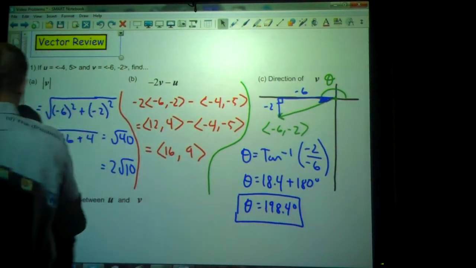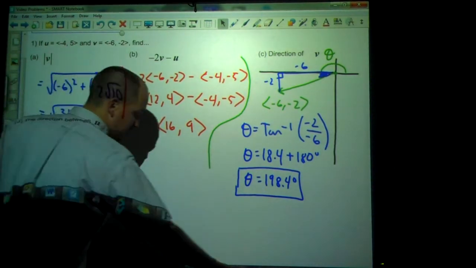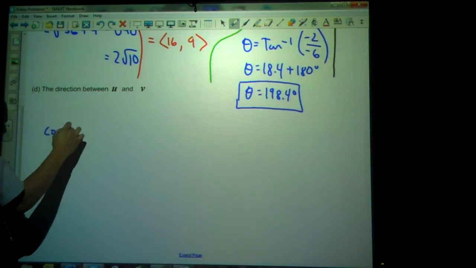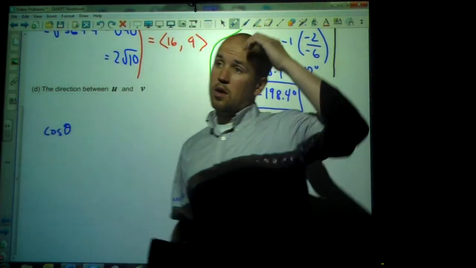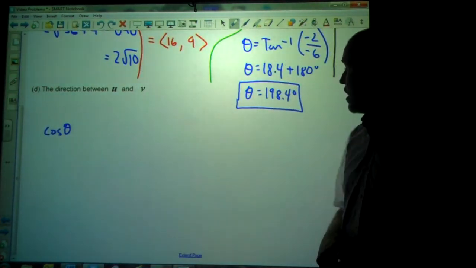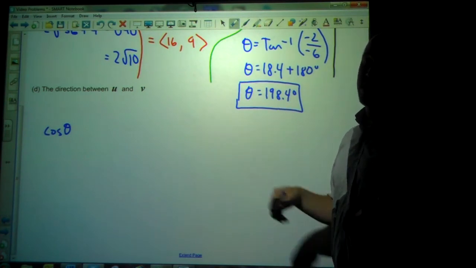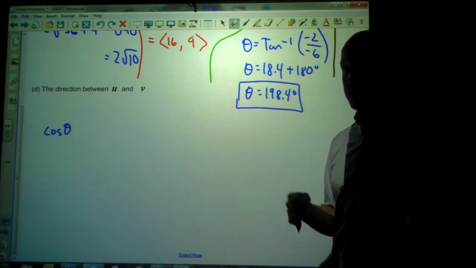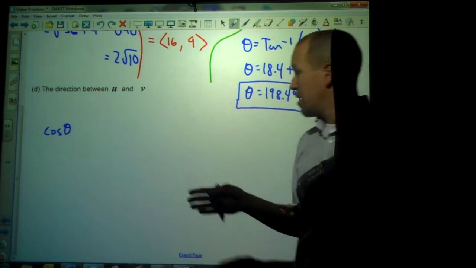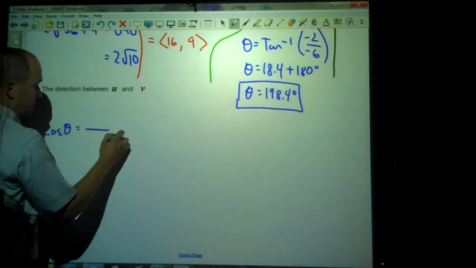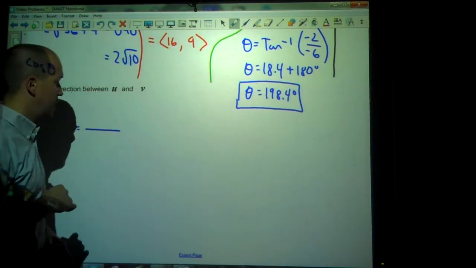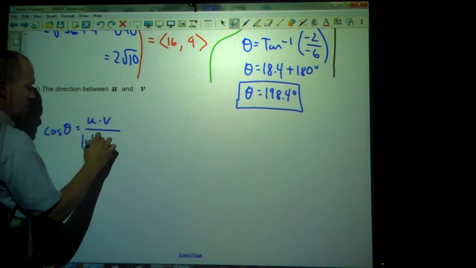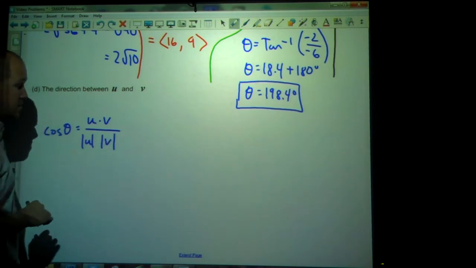Alright, last thing is the direction between the two vectors. And I would like you to use this formula. Before I use it, your first option is just to find the direction of both of them individually, and then find the difference between those two angles, which is pretty easy, and you can use that. I'm going to use this formula here because it's going to allow me to talk about dot product. Okay? So cosine of theta is equal to the dot product divided by the two magnitudes.